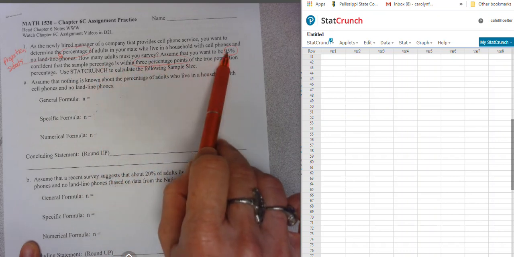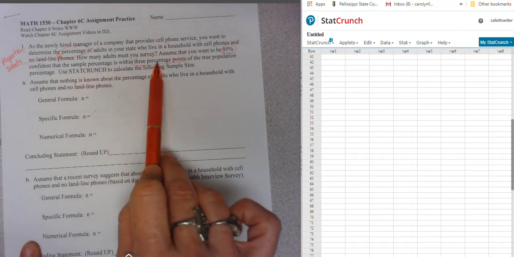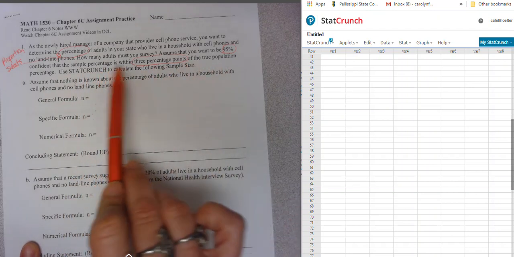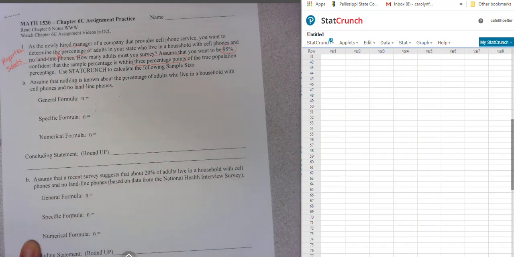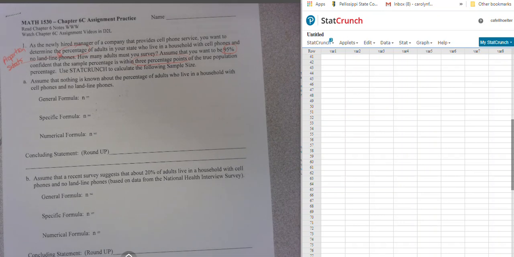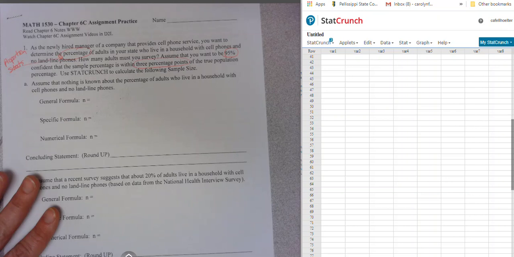Assume that we want to be 95% confident that the sample percentage is within 3 percentage points of the true population percentage. Use StatCrunch to calculate the following sample size. So let's do it. Let's go to StatCrunch. There is a formula for it. Briefly, I'm going to show you that, and then we're going to go to StatCrunch.